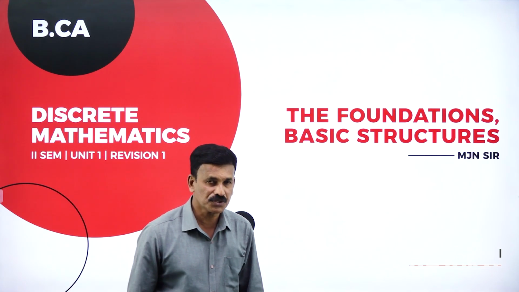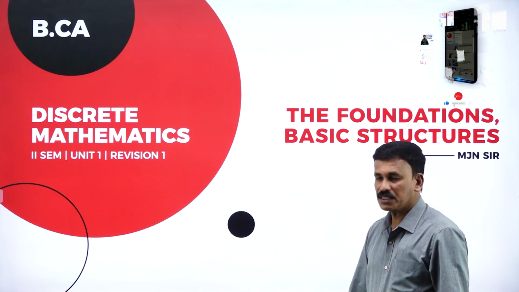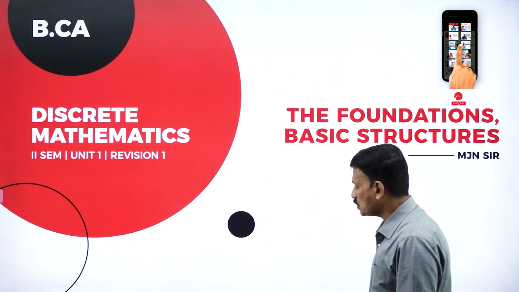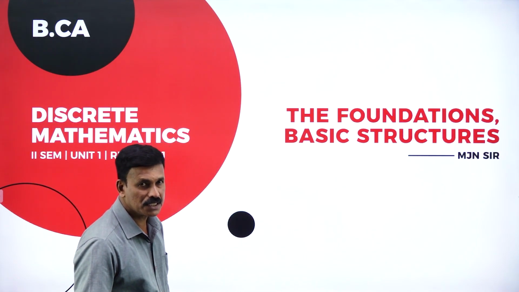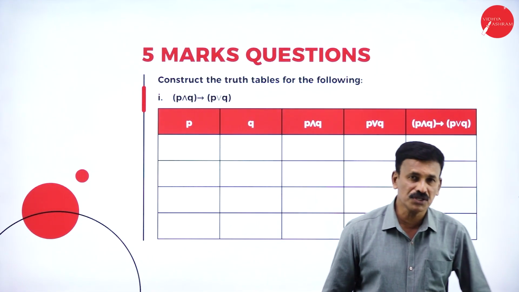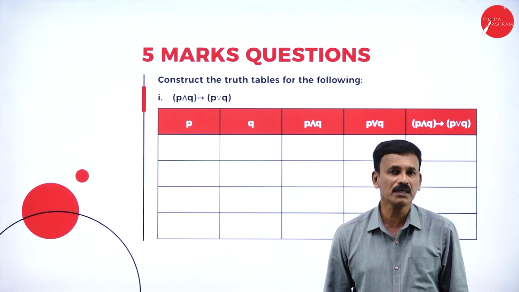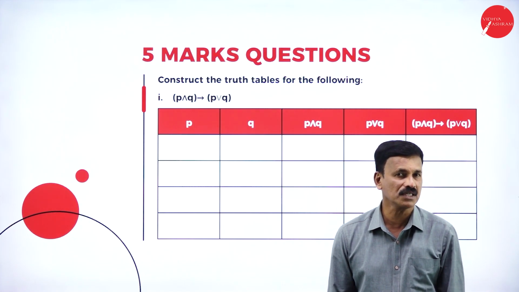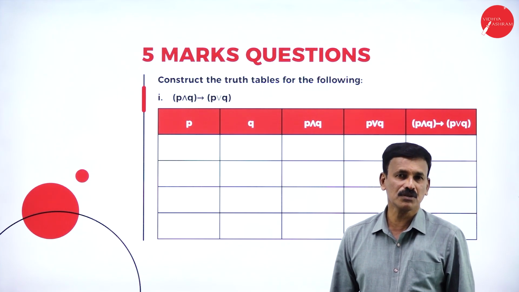Today in this session, I am going to take the revision of the first unit, that is 2nd semester Discrete Mathematics Unit 1. The first unit is the Foundation Basic Structures. In the first unit, you are going to study mathematical logic, then matrices and determinants, then the binomial theorem, and sets, relations and functions. Today let us discuss mathematical logic and the binomial theorem.